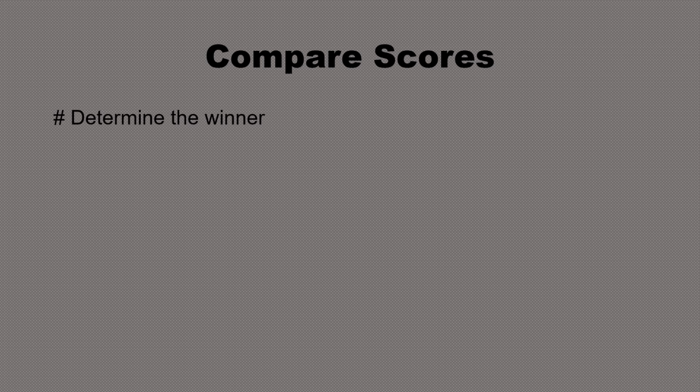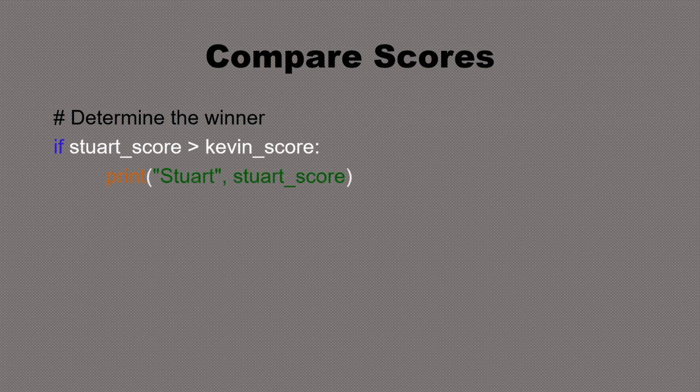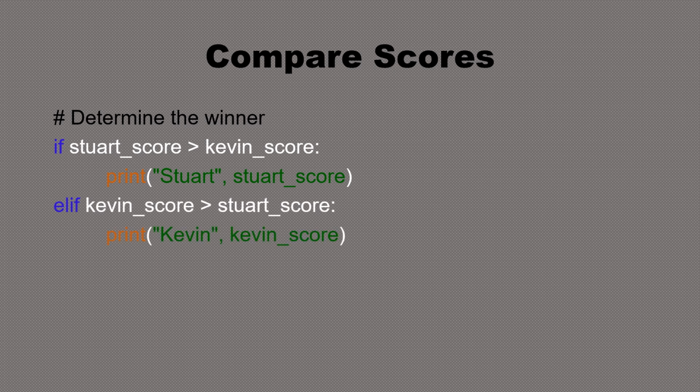After the loop completes, we have the scores ready. We then compare the scores and print the winner. For this, we use if-else statements. If Stuart's score greater than Kevin's score is true, it prints that Stuart is the winner along with his score. If not true, we go to the next line and check whether Kevin's score greater than Stuart's score is true. If it is true, it prints that Kevin is the winner along with his score. If neither of the above conditions is true, we use else to print draw.